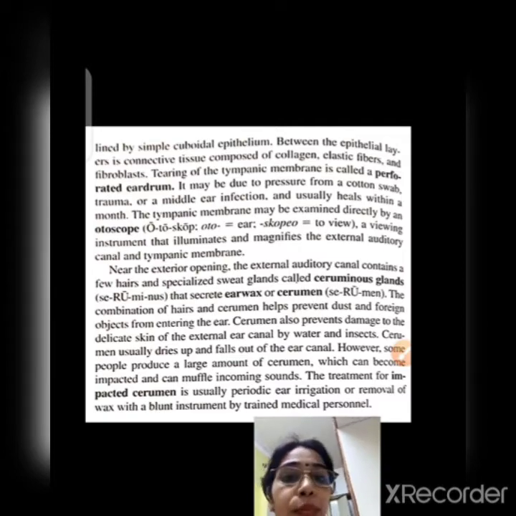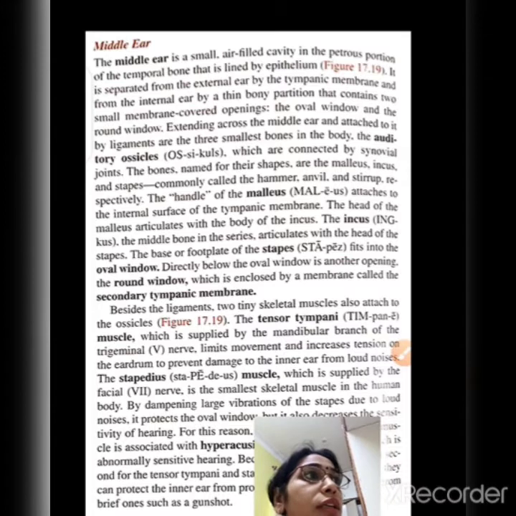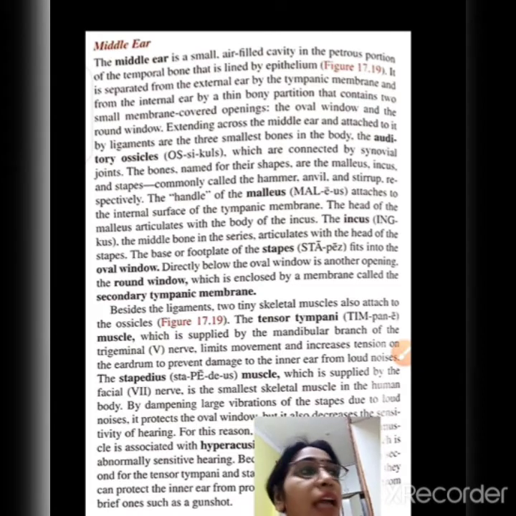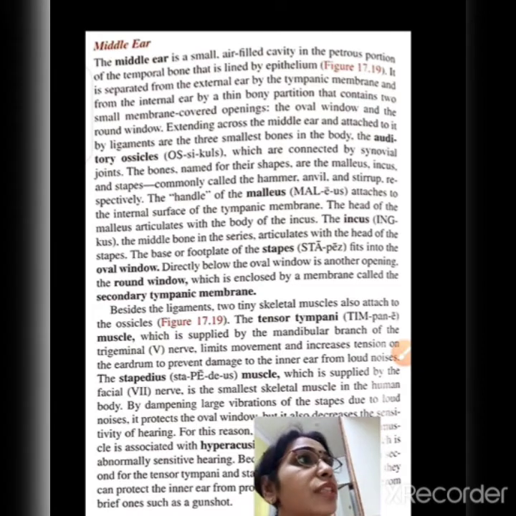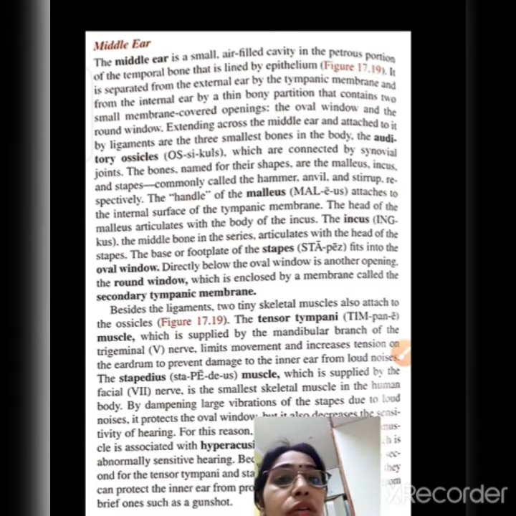Okay, now next come to the middle ear. Now what is there in the middle ear? The middle ear is an air-filled cavity in the petrous portion of the temporal bone that is lined by epithelium. It is separated from the external ear by a tympanic membrane and from the internal ear by a thin bony partition.